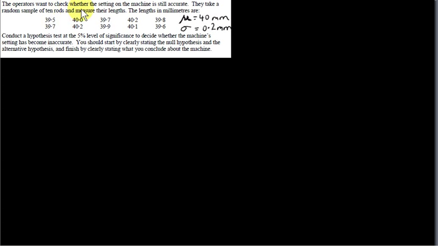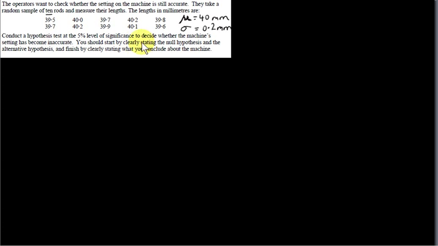The operators want to check whether the setting on the machine is still accurate. They take a random sample of 10 rods and measure their lengths. The lengths in millimeters are given here. So what's happening is a sample is taken, and from the sample we want to check the hypothesis that the population mean is still 40, that the mean length of each rod is still 40 millimeters. Conduct a hypothesis test at the 5% level of significance to decide whether the machine's setting has become inaccurate.